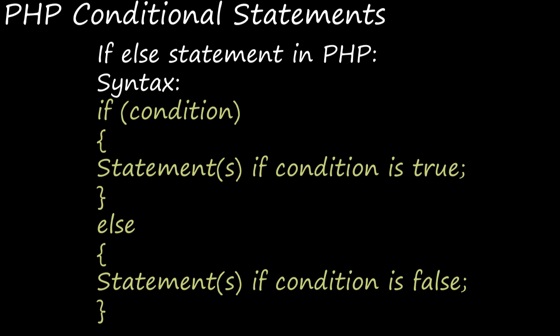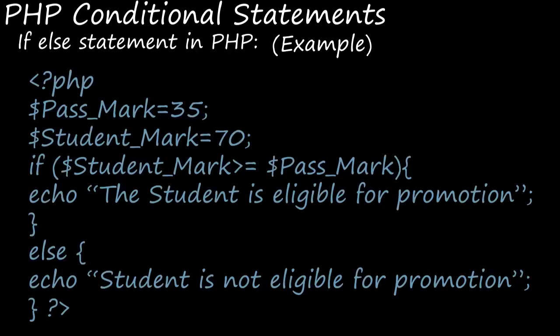Else, if that specific condition is false, then the next set of statements will be executed. Understood? See this example, then you will get a clear idea of this. Here they have given pass mark is equal to 35. Student mark is 70. First we had only one condition and one statement, right?